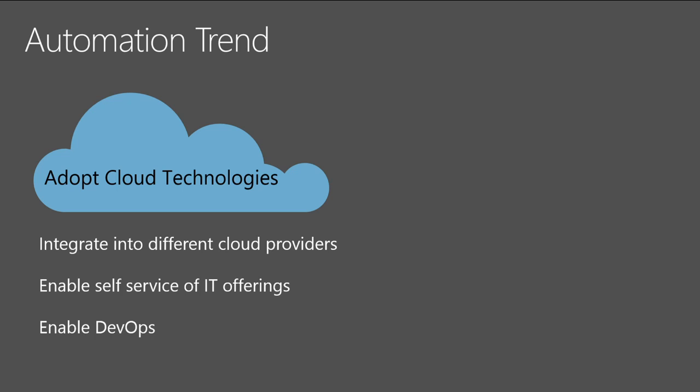Another trend is the enabling of self-service IT offerings. Enterprise IT and hosters are being asked more and more to provide their services as self-service offerings. And those self-service offerings are going to be backed by automation to make them efficient. So that's another trend that's driving more and more automation into the IT workspace. And another one is DevOps. This is continuous deployment, continuous integration of applications as they're being developed. And again, that just cannot happen efficiently without automation.